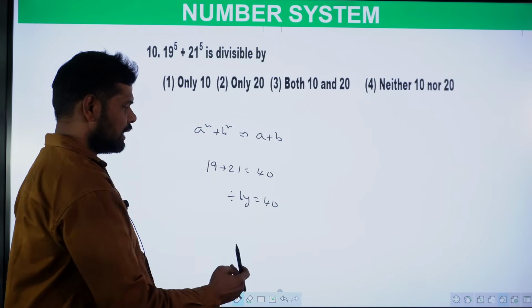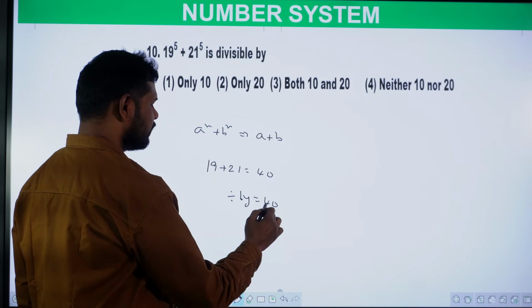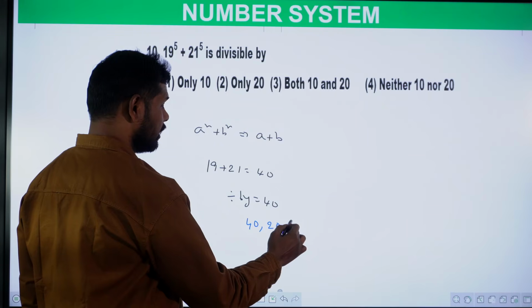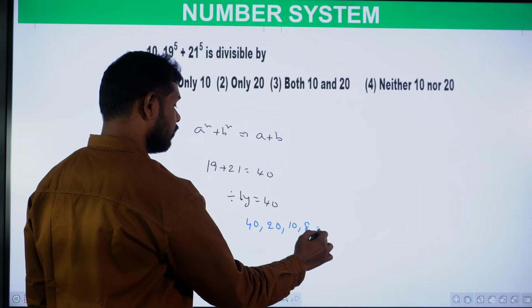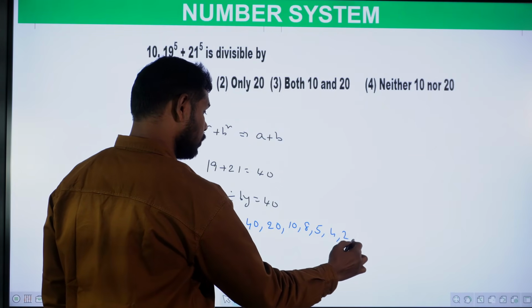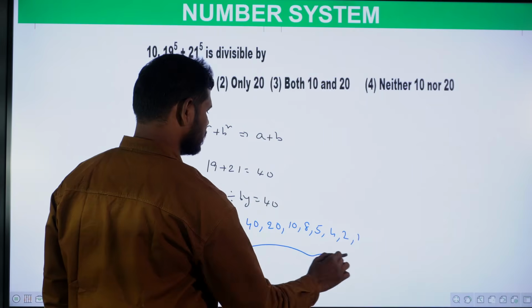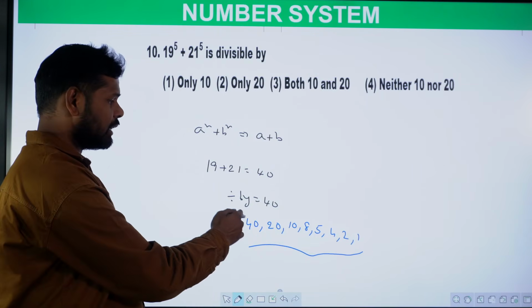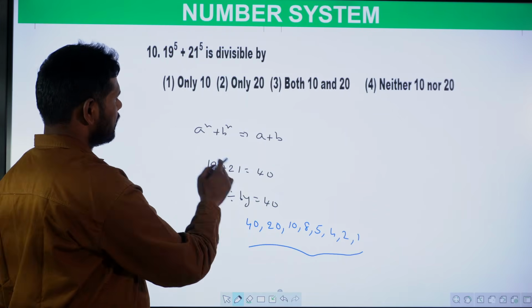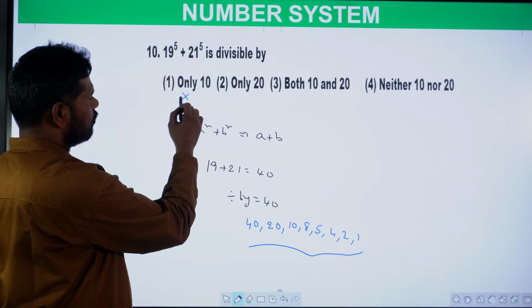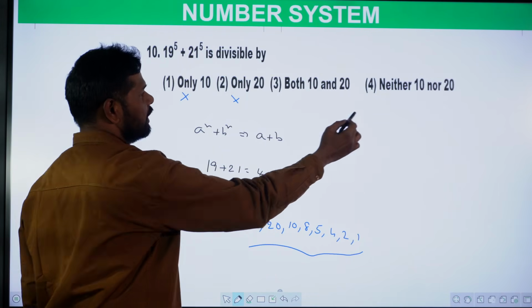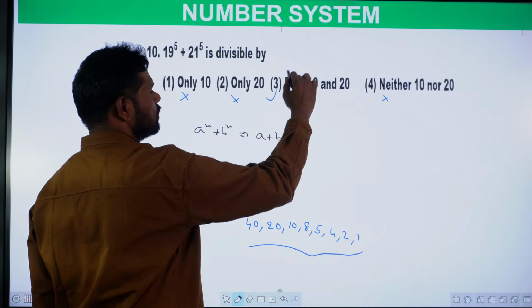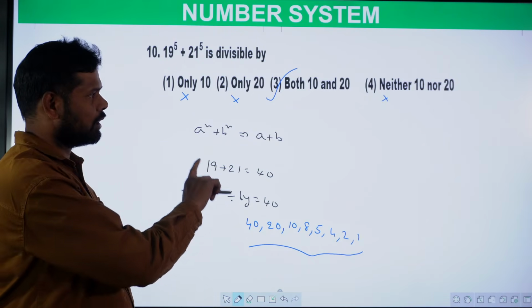Means the number is divisible by 40 and its factors 20, 10, 8, 5, 4, 2, 1. So all these also are the factors of 40. But observe the options. Only 10 means wrong. Only 20 wrong. Neither 10 nor 20 also wrong. Both 10 and 20 is the correct option according to the options.